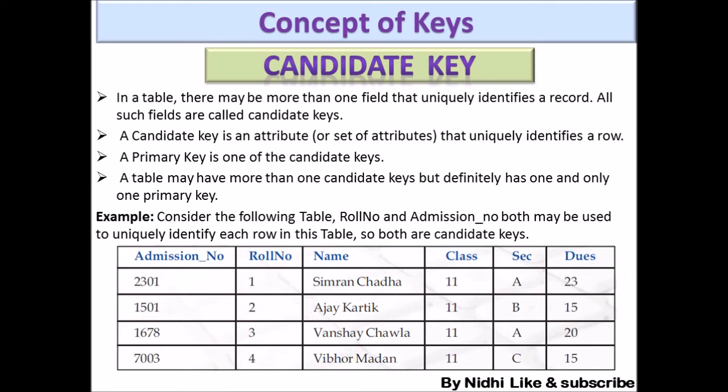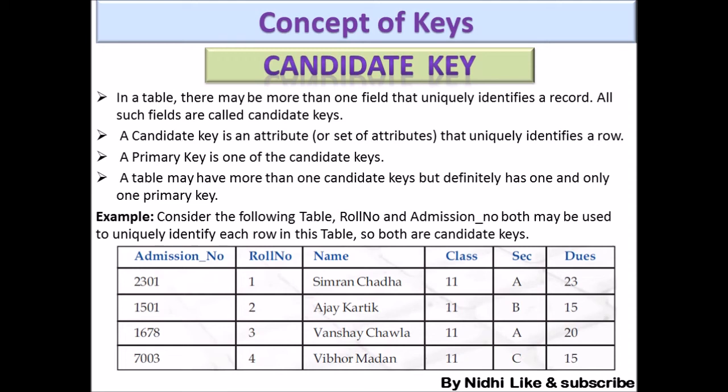So see here, a candidate key is an attribute or set of attributes that uniquely identifies a row. So the primary key is one of the candidate keys. The primary key is also a candidate, just like Narendra Modi is also a nominated candidate, but he became the prime minister, and the remaining are known as candidate keys. The candidate members are known as candidate keys. So similarly you can understand.